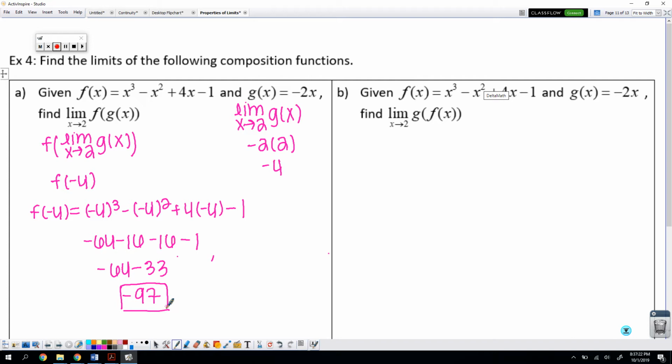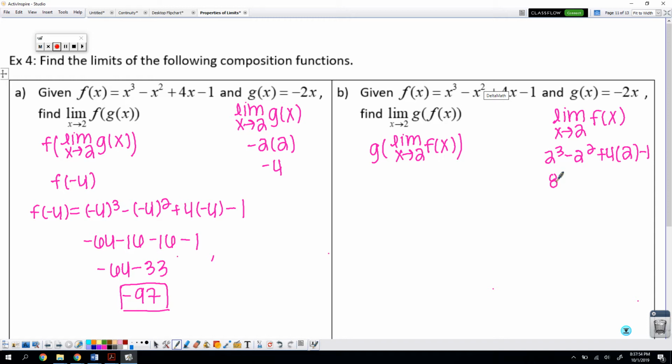Now we're going to do it again. So for letter B, it's the same exact idea, except we're going to keep the outer function and do the limit of the inner function. Okay. Now we're going to find the limit of the inner function. Limit as x approaches 2 of f of x, and you get to just plug in 2 cubed minus 2 squared plus 4 times 2 minus 1. So we have 8 minus 4 plus 8 minus 1. Okay? That's 16 minus 5, that will be 11.